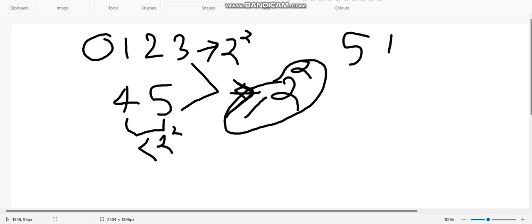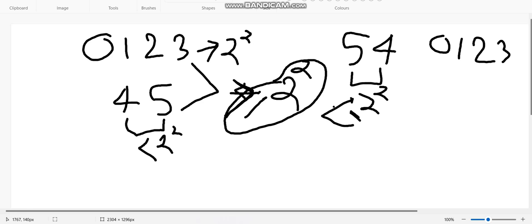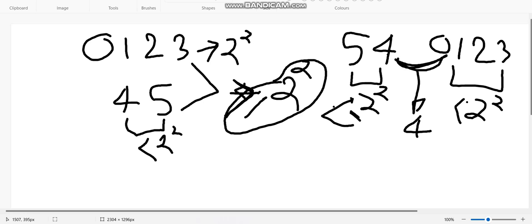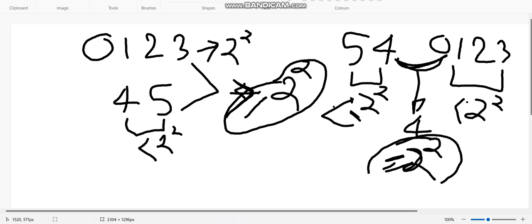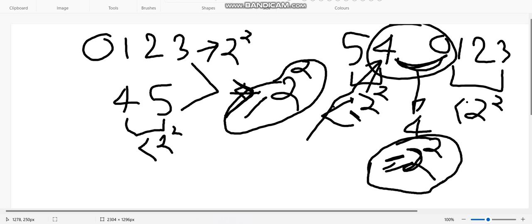How can you make it? If you write 5 and 4, it will obviously be less than 2 to the power 2. And 0, 1, 2, 3, this XOR is also less than 2 to the power 2. Okay, so if you connect both of them, then definitely 0 and 4 will XOR to 4, which is equal to 2 to the power 2. All the other questions you have to do like that. You can minimize that particular adjacent XOR to that particular level, like the third bit.